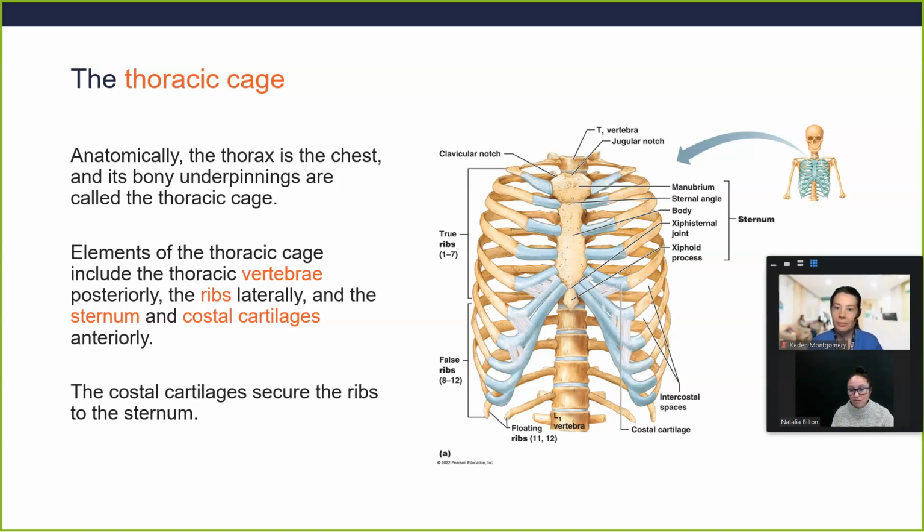Now, Keaton, what happens if you break a rib? I hear that you can't do anything about it.